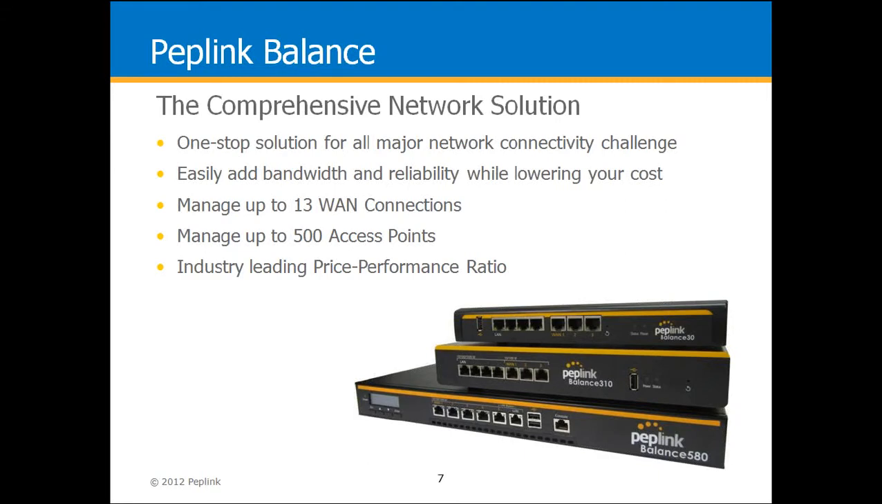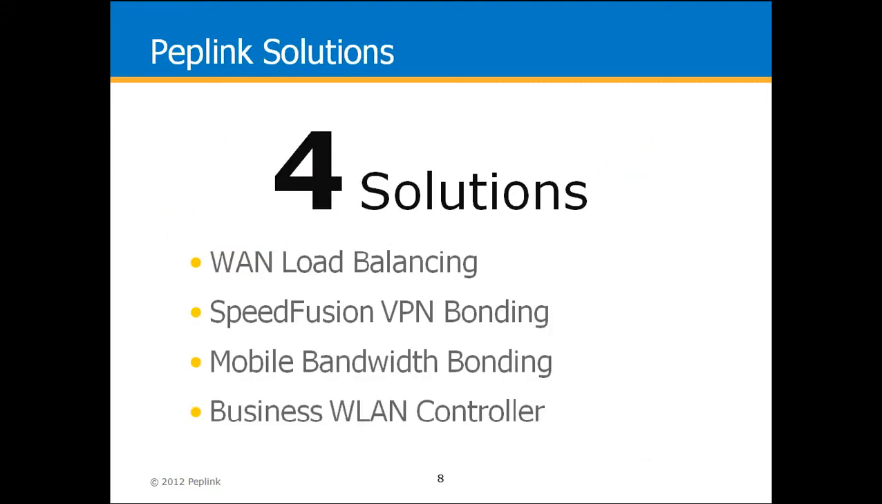The Peplink Balance, the comprehensive network solution. One-stop solution for all major network connectivity challenges. You can easily add bandwidth and reliability while lowering your overall cost. We have models that support up to 13 WAN connections, able to manage up to 500 access points, and we do offer the industry-leading price-to-performance ratio. So four solutions that we hit on. Of course, WAN load balancing, our SpeedFusion VPN bonding, mobile bandwidth bonding, and our business WLAN controller.